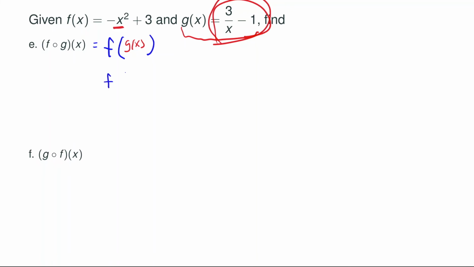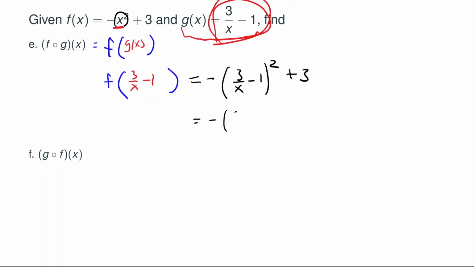So we could write it like this. F of x and g of x is 3 over x minus 1. So then this equals, instead of x, we write negative 3 over x minus 1, entire thing squared, plus 3. Yeah, and we can simplify this. Let's square: 9 over x squared minus 6 over x plus 1 plus 3. Distribute the negative sign.